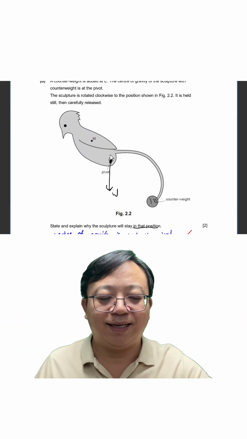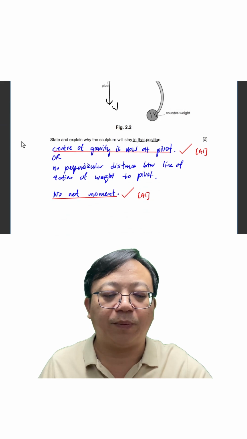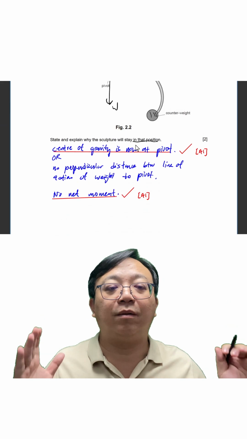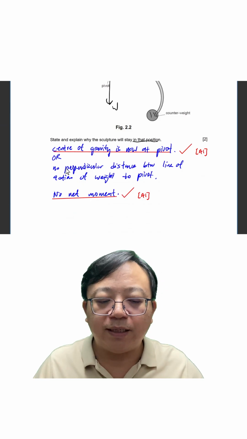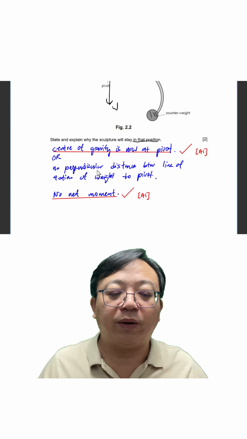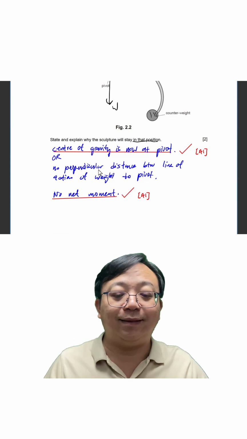Okay? So this is what you need to write. Please write it down, okay? CG is at the pivot and no net moment. If you don't write this, you write this also can: no perpendicular distance between line of action of weight to the pivot, but this is very long-winded, right? That is good enough.